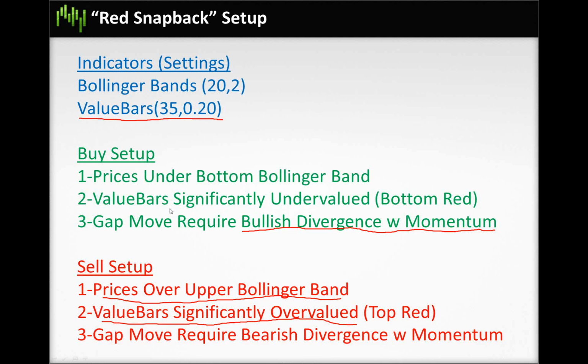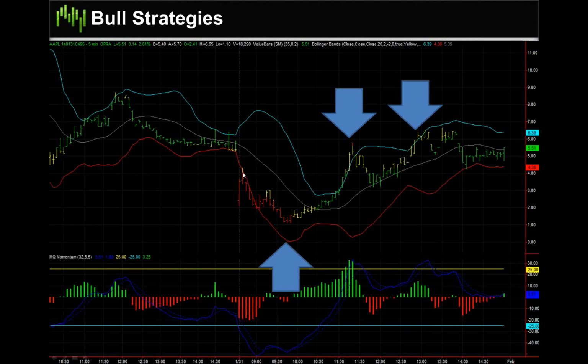Now, the settings I use for value bars, I use the 35 bar look back period. I'm using 35. I use standard Bollinger Band settings. I'm using 2 standard deviation lines. I'm using 35 and 0.2 for those of you who have this tool. All right, let's take a look at it.